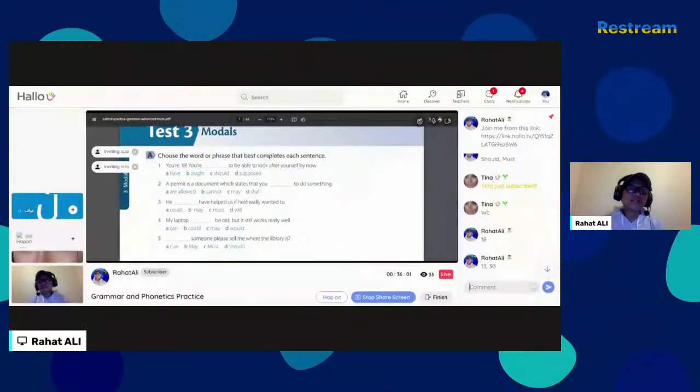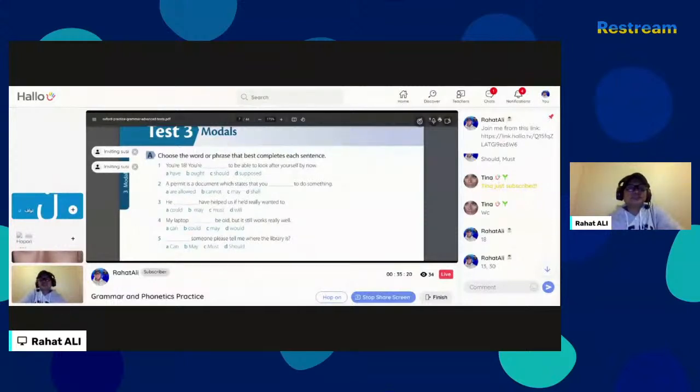Now, sentence one. You are 18. You are dashed to be able to look after yourself by now. I think it's C. Should. The answer, teacher. What is the rule we read earlier? If you remember, we do not use an s, es, or ing or preposition, any kind of preposition. If you use should, there's a to there, so it is incorrect.